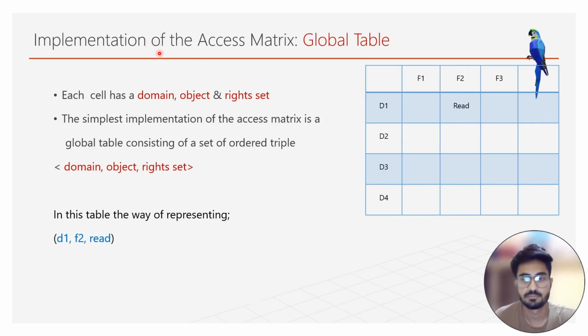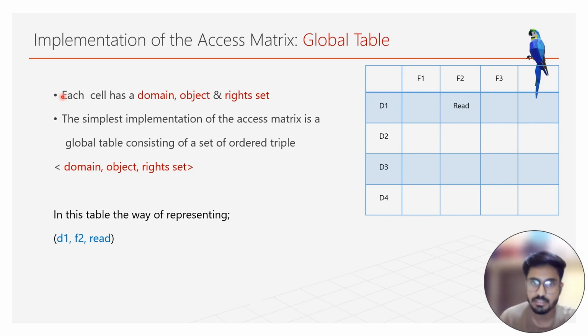Implementation of the access matrix. This is the main concept of the access matrix. There are four types of implementation, and I will explain them theoretically now. First is the global table, second is the access control list, third is the capability list for domains, and the fourth is the lock-key mechanism. I'll start with the global table.